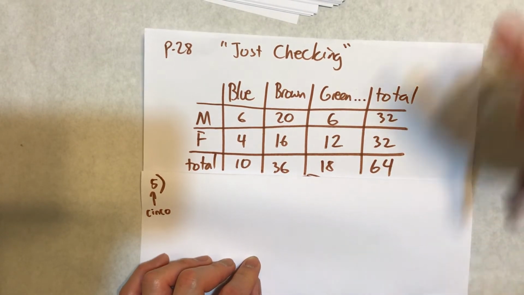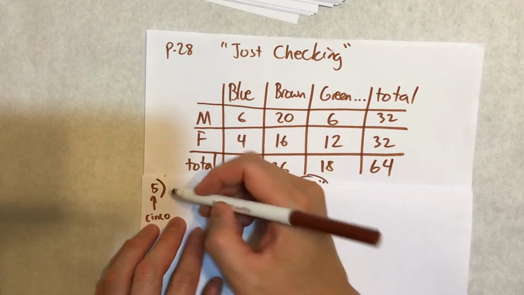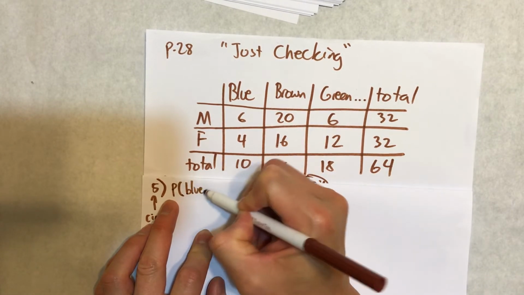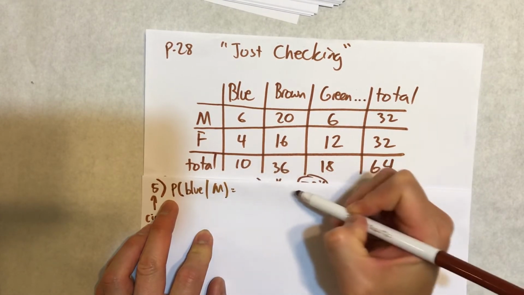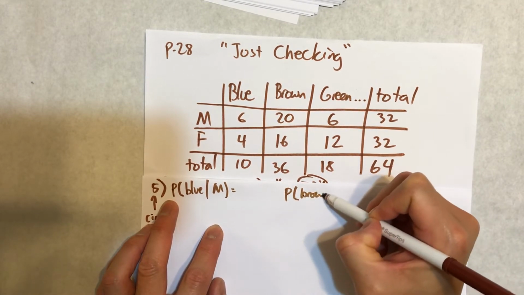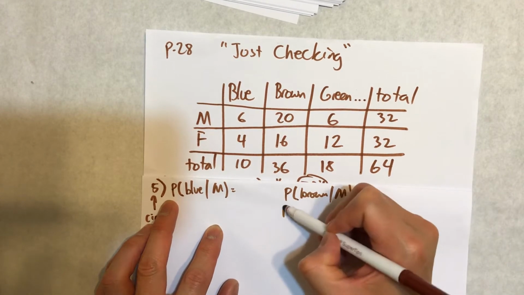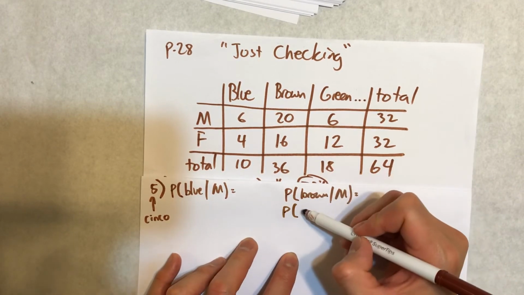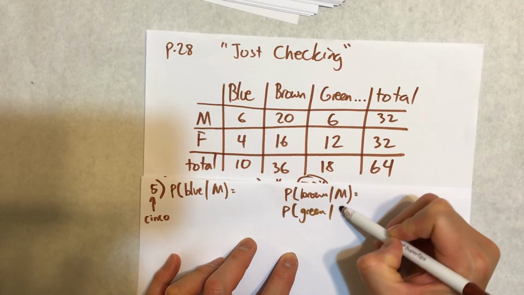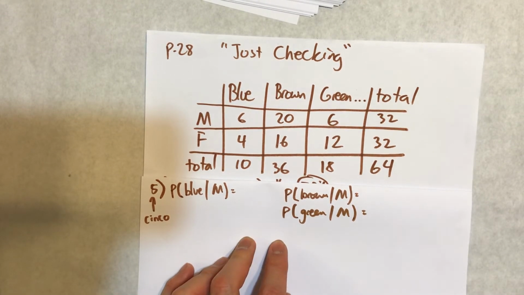So that tells you immediately we only care about the males here, all right? Males, it's your turn now. So the probability of being blue, given that you're male, the probability of brown, given that you're male, and the probability of green, given that you're male. Go and take a pause and figure those out right now.